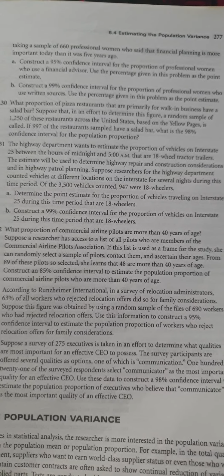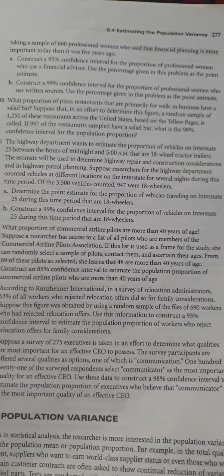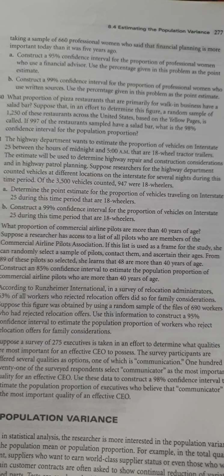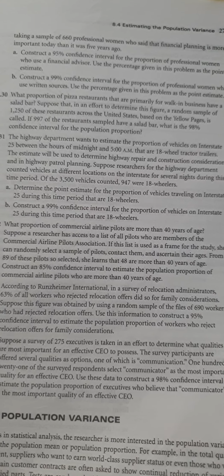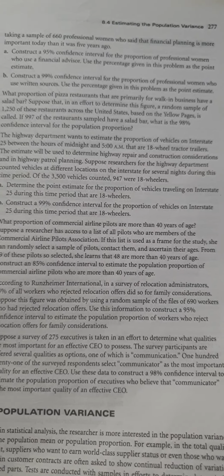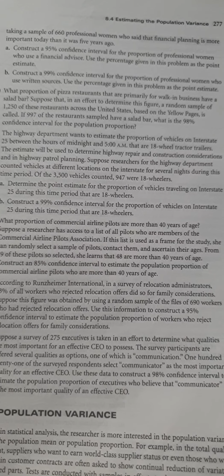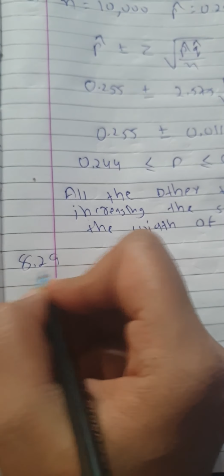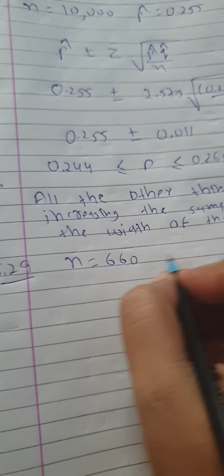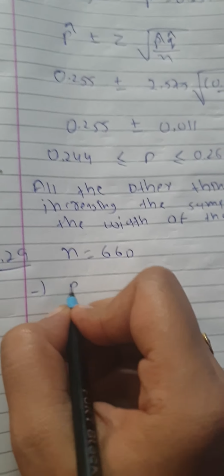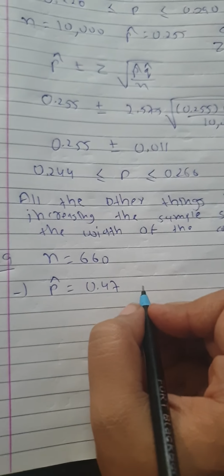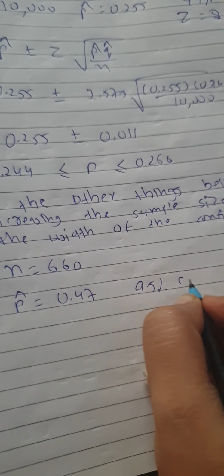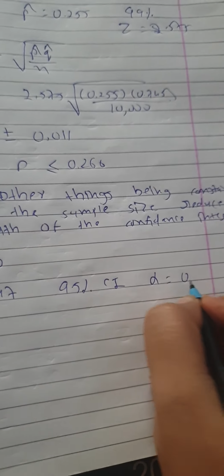Question 1. Construct a 95% confidence interval for the proportion of professional women who use a financial advisor. Use the percentage given in the problem as the point of estimate. Construct a 99% confidence interval for the proportion of professional women who use written sources. Use the percentage given in the problem as the point of estimate. So 8.29, your n is 660. In the first case, your p cap will be 0.47 because they are using the financial advisor, that is 0.47. 95% is your confidence interval, so your alpha will be 0.05.